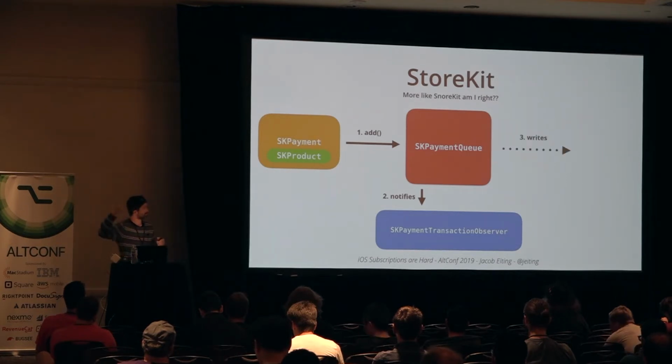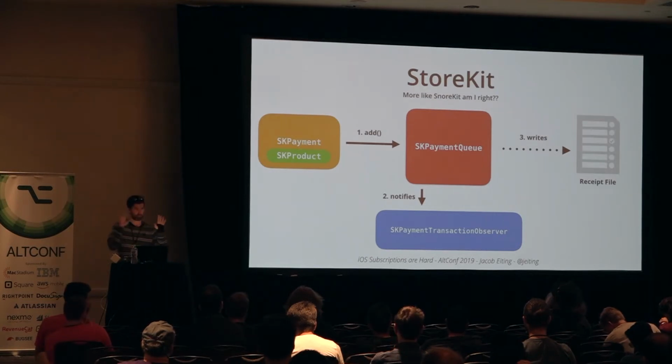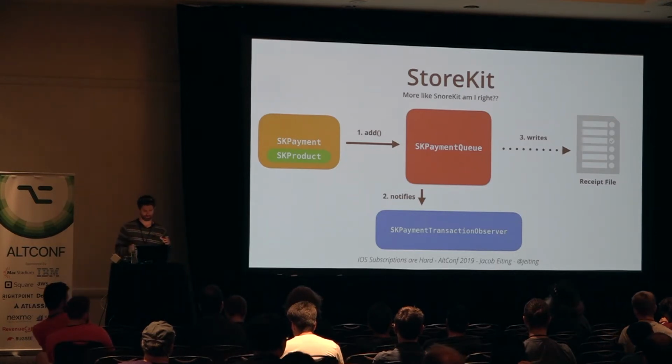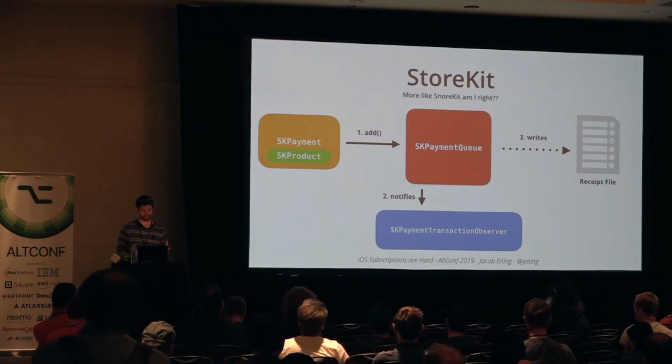Meanwhile, stuff happens as the payment queue talks to storekitd, which talks to the Apple servers. They charge the user's credit card or not, and then they write onto disk this monolithic receipt file, which we're going to go into more later. But that's the next step. They actually write a blob onto disk, which I think is an awkward way to interact with an API, but that's how it works. They write a file.